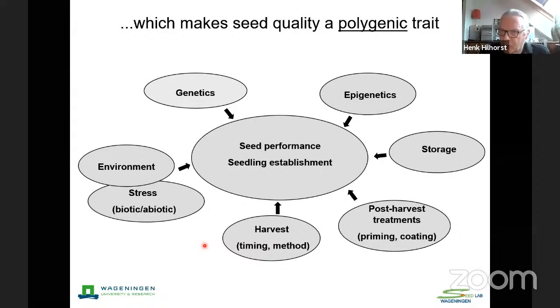So seed quality is a polygenic trait. So many genes are involved to establish seed quality, or seed performance as we prefer to call it, and seedling establishment. So there is genetics. So you have cultivars that have good germination, cultivars that have bad germination, no dormancy or dormancy. The environment is important. Stress conditions are important. The harvest, the timing and the method of harvest. Also post-harvest treatments. Also storage conditions. Also epigenetics in relation to genetics. They all contribute to the final performance of the seed and the establishment of a seedling.